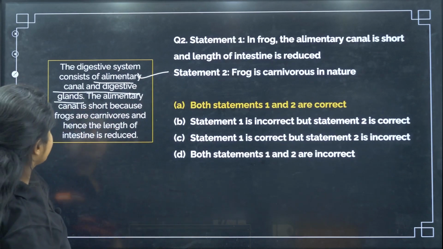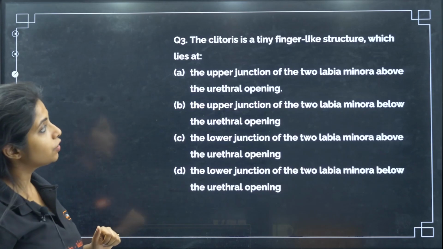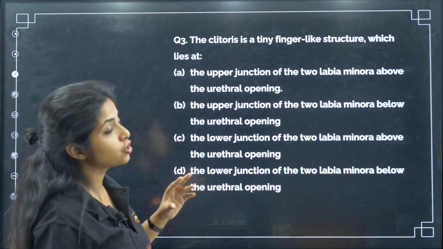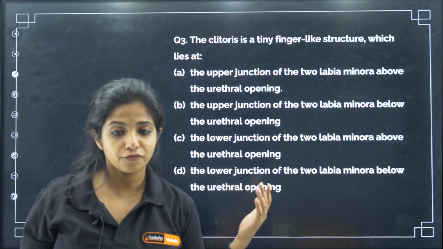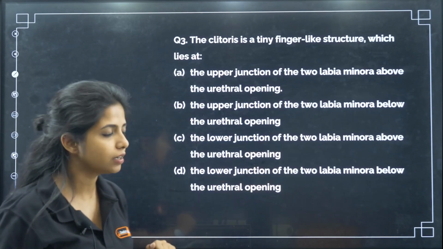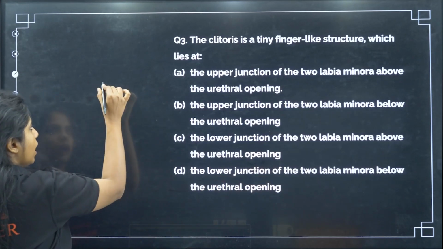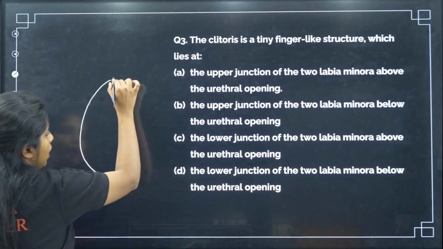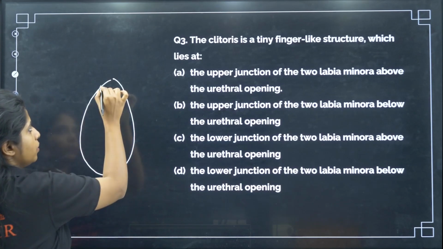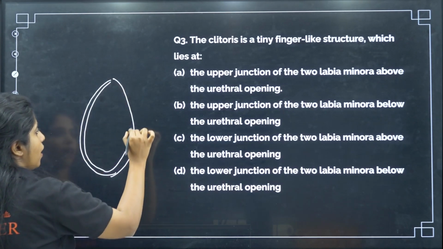Remember that also. I saw a question around it. Now the clitoris is a tiny finger-like structure which lies at... What is clitoris? It's found in human beings, in the females, my dear children. So I hope you know that you have 2 labia minora. You have a pair of labia minora. So this is the labia minora that you are having over here.